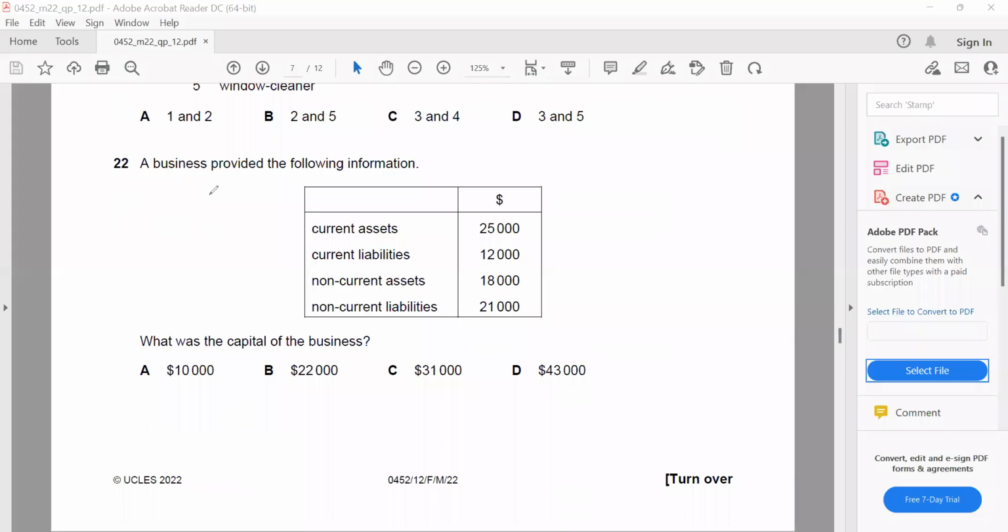22. A business provides the following: current asset, current liability, non-current. Capital is assets minus liabilities. So this one plus, this one minus, this one plus, this one minus. So calculate 25,000 minus 12,000 plus 18,000 minus 21,000, which is 10,000. So the capital should be 10,000.